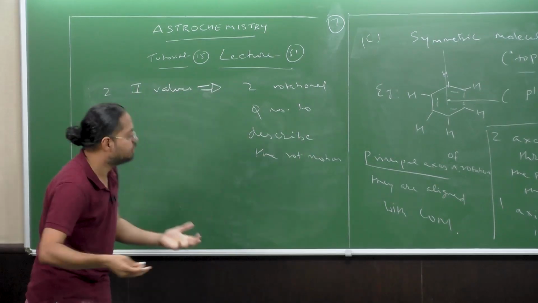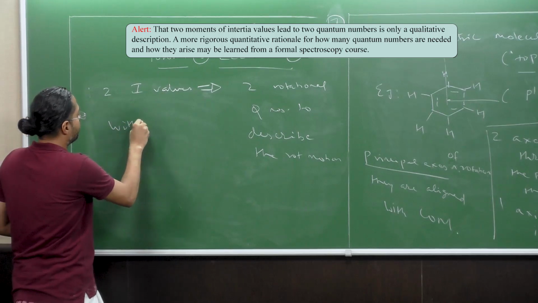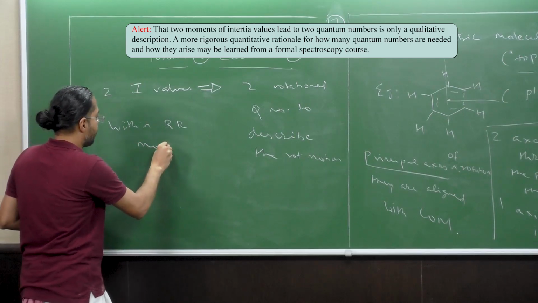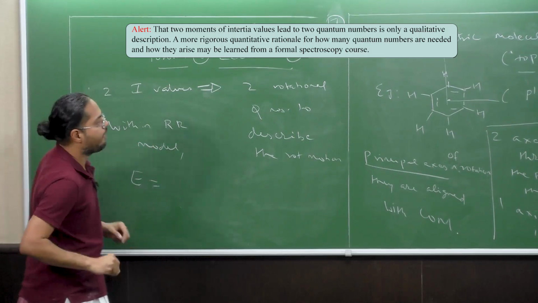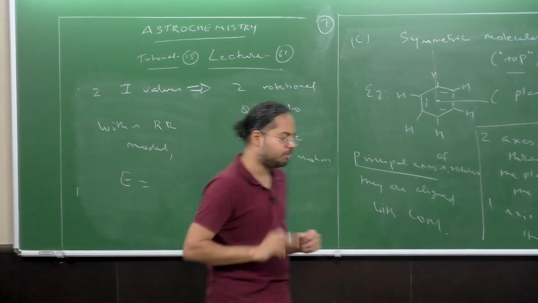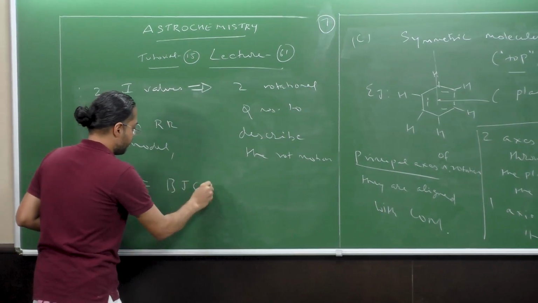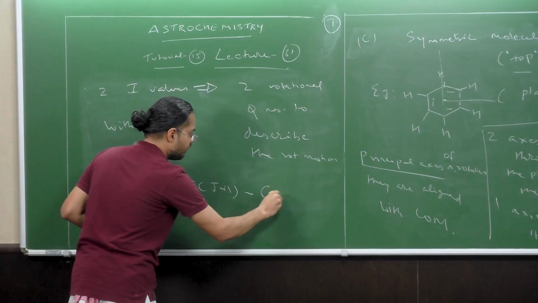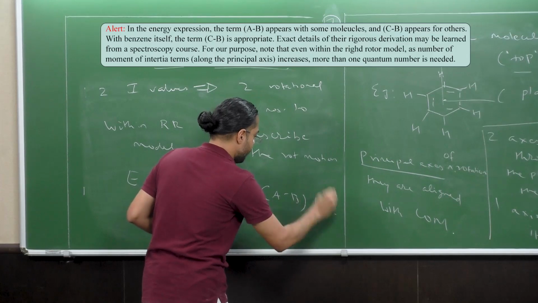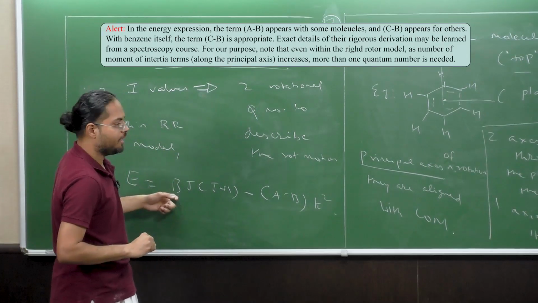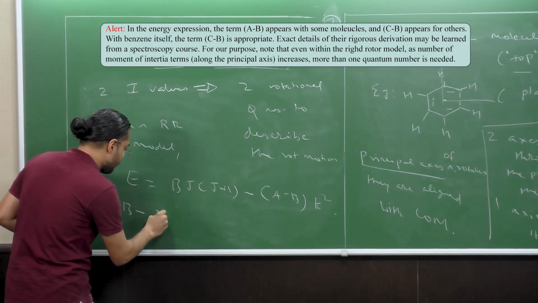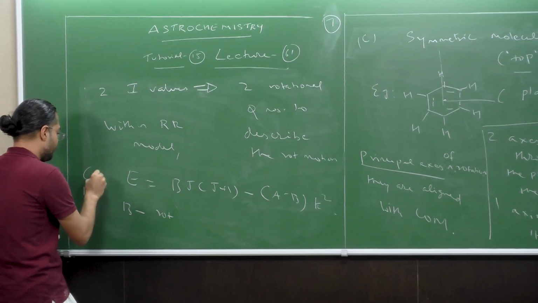So within the rigid rotor model, for rigid rotor, I'm writing RR, your energy for such systems is given as BJ(J+1) minus (A minus B) times K squared, where B is the rotational constant, and of course this is in centimeter inverse.